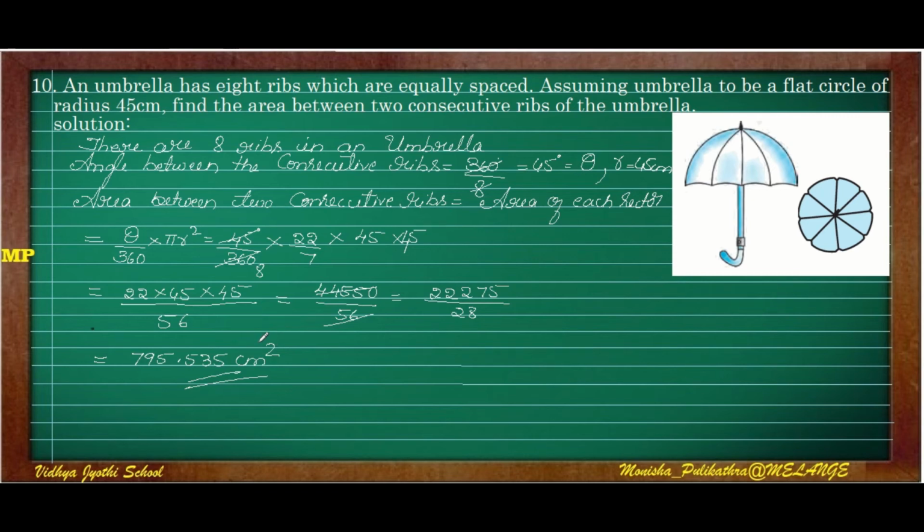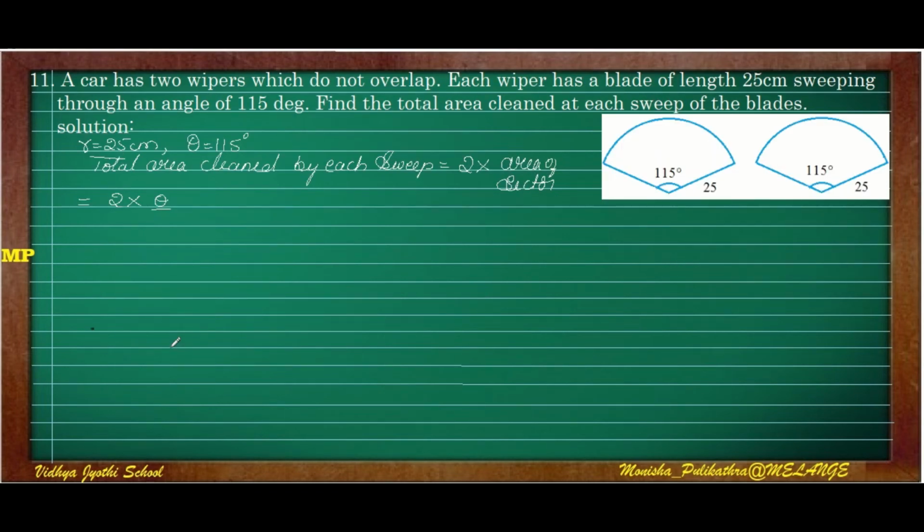I hope you understood this. Let us move on to the next question. So here a car has two wipers which do not overlap. So here the length of the wiper is given, which is taken as radius 25, and the theta is 115 degree. We have to find out the total area cleaned by each sweep. So here there are two sectors, so we have to take 2 into area of sector. So 2 into area of sector, we know that theta by 360 into pi r square. So 2 into theta is 115 degree by 360 into 22 by 7 into r. R is 25.